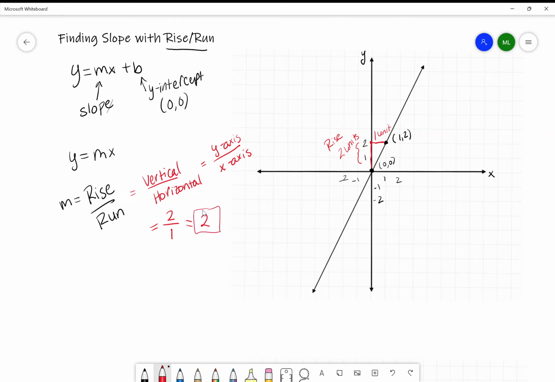Now, if your question was asking how you would rewrite this equation, then your equation would just be y equals m times x. So it's y equals 2x. And this would be your final answer.